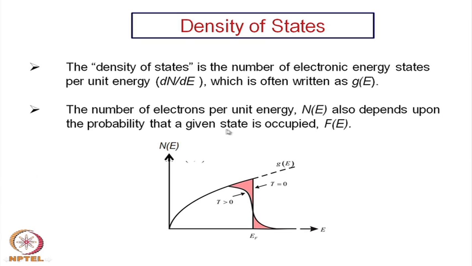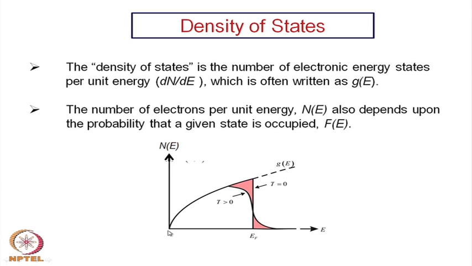Okay. What is the total number of electrons at any particular level? N(E) also depends upon the probability that a given state is occupied, that is F(E), the Fermi-Dirac statistics. So, it is basically G(E) multiplied by F(E) becomes N(E). So, this is your N(E), once again this is the energy scale, and this is N(E).